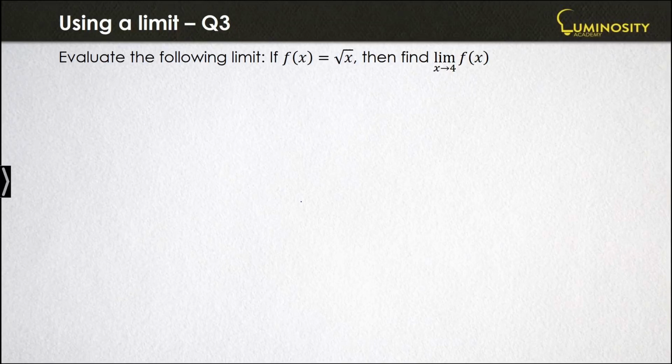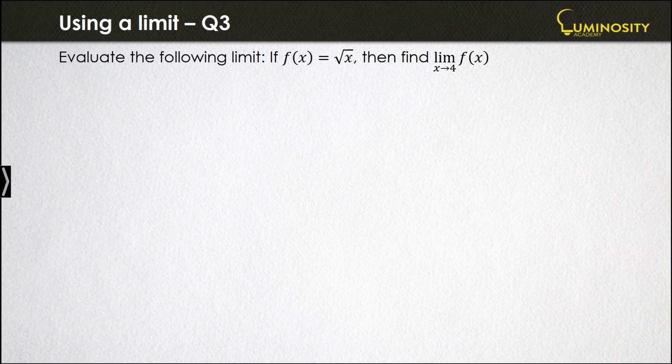What is a limit? Let's have a look at using a limit, question 3. When you evaluate the following limits, if f of x equals the square root of x, then find the limit as x approaches 4 of f of x. When we see functions like this, this is a surd function because of the square root.